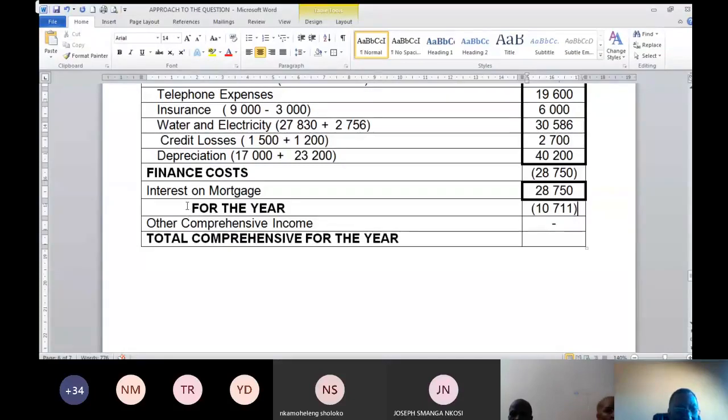You label that now as, of course, the amount is negative. This is the net loss for the year. Other comprehensive income is always zero, guys. So we will have a total comprehensive loss for the year. And the loss for the year is that 10,711.